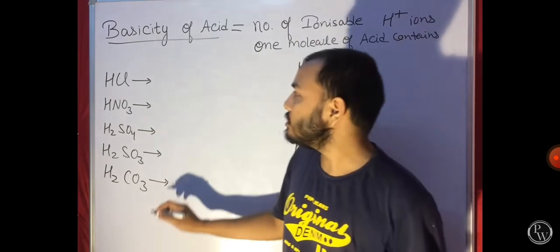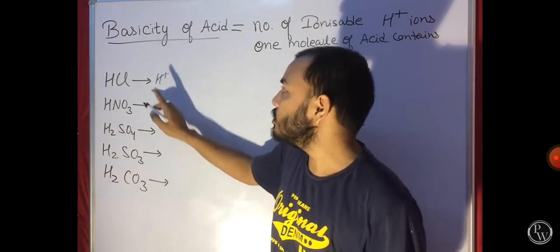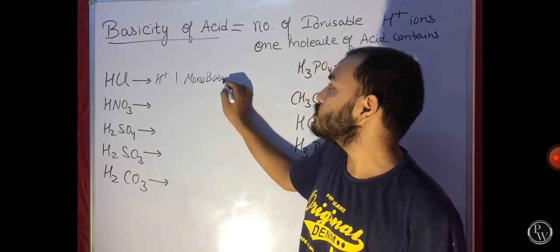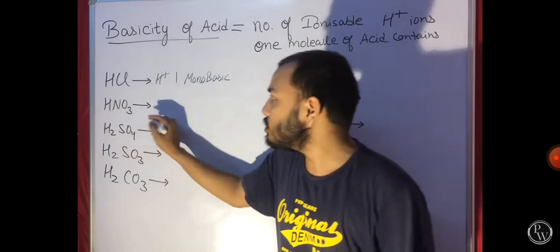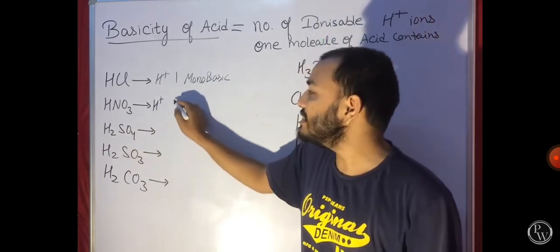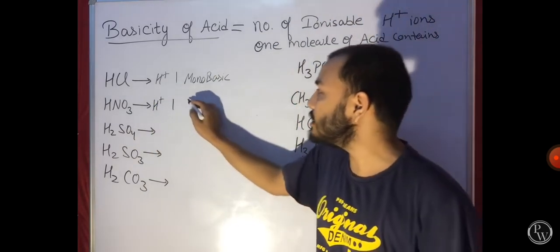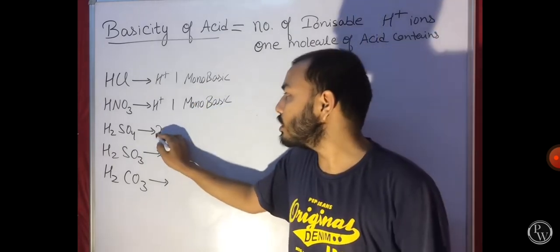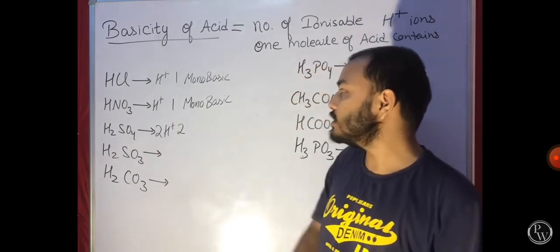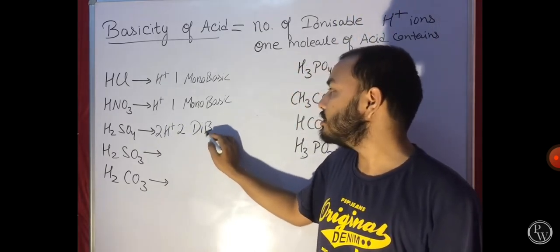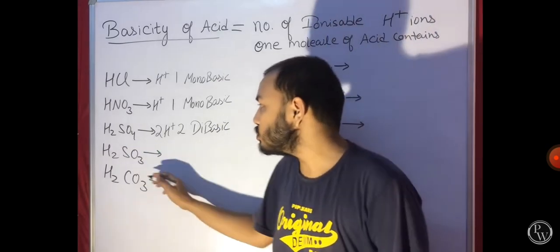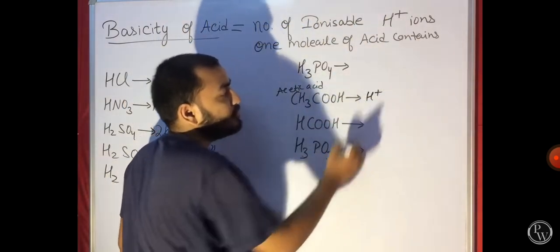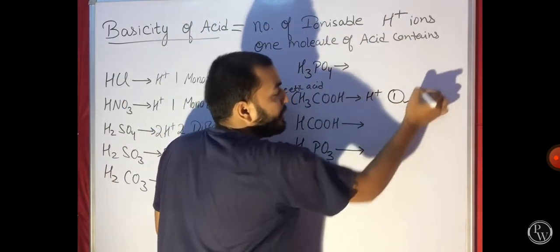Let us start from HCl. HCl gives only one H plus, so it has a basicity of 1, also called monobasic. Mono means 1, so we call it monobasic. HNO3 gives 1 H plus, so again basicity 1, again monobasic. H2SO4 gives 2 H plus, so basicity 2, so we say it is dibasic. H2SO3 contains 4 hydrogen, but it furnishes only 1 hydrogen, so its basicity becomes 1.